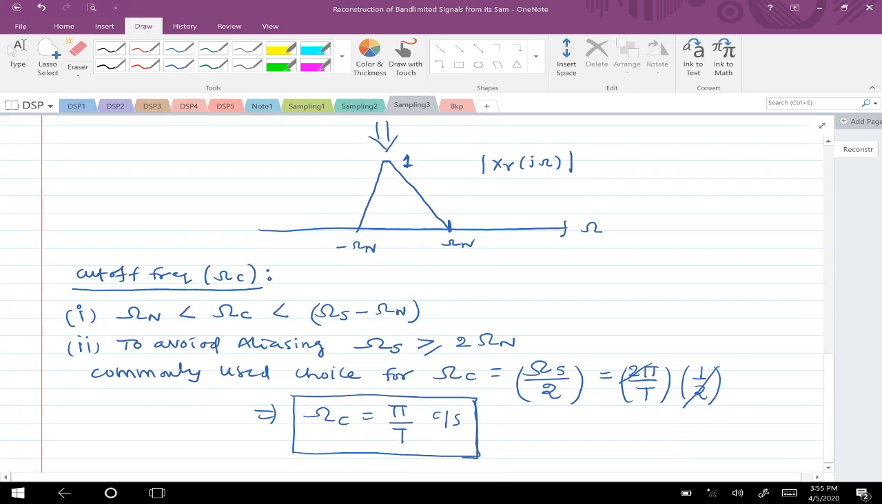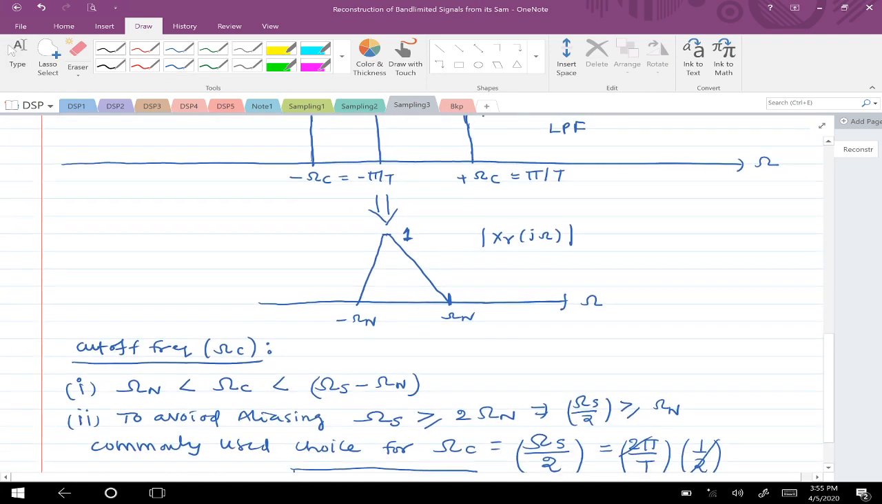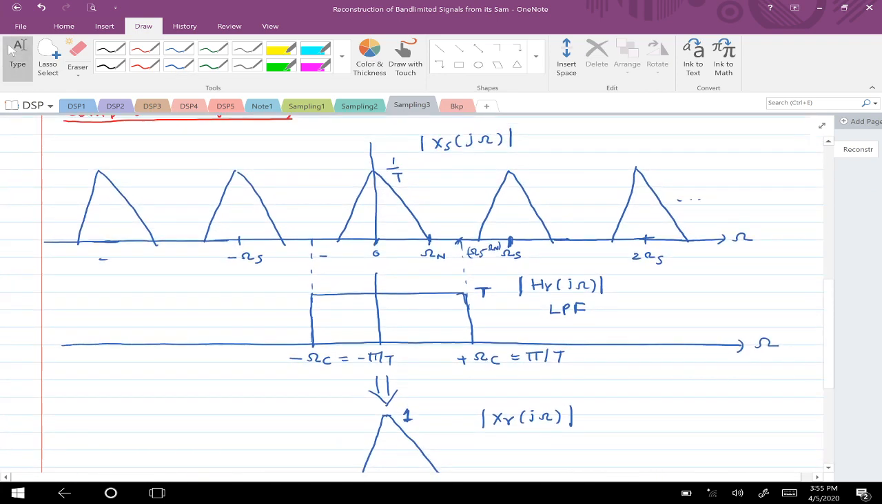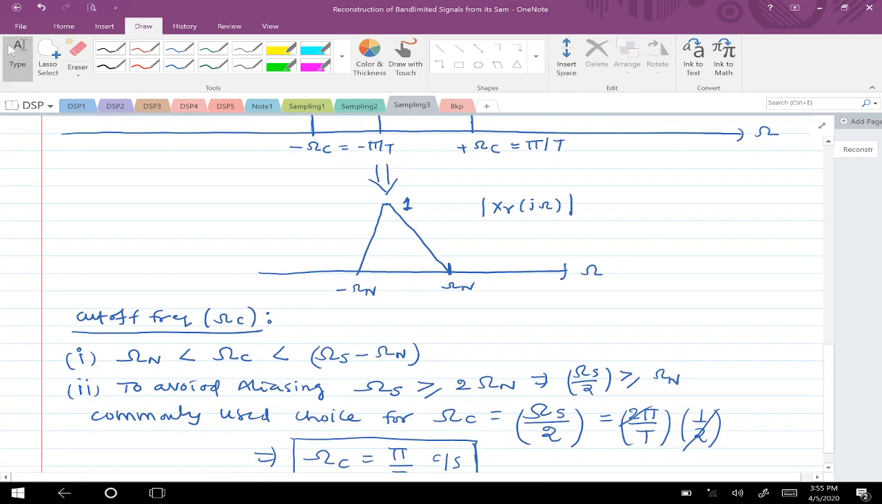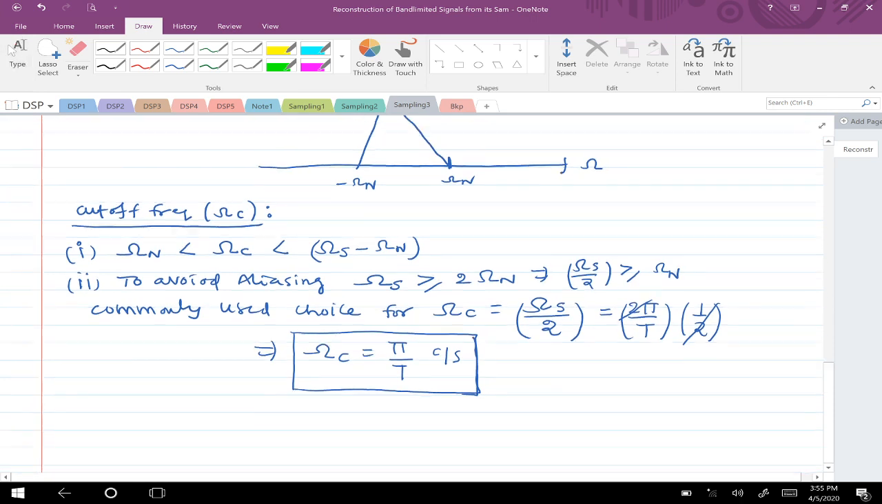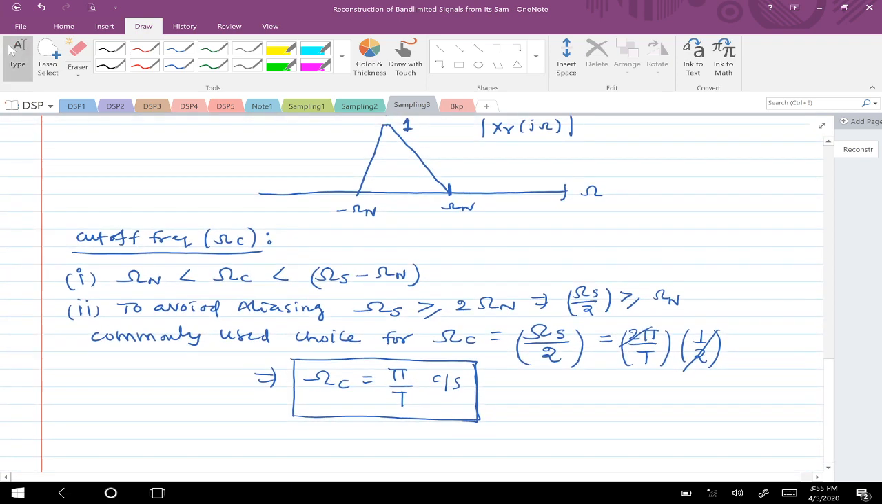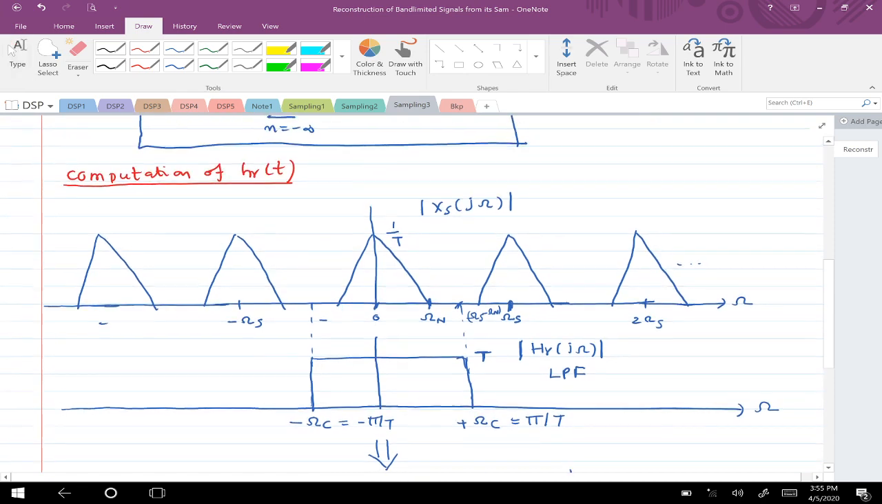Okay, you could also see here, to avoid aliasing, this is the case. So this omega s by 2 should be greater than or equivalent to omega n. So usually when there is no aliasing, this comes more than this value but less than the other one anyway. Okay, clear. What we did so far is we managed to get Hr of j omega. Now let's compute hr of t.